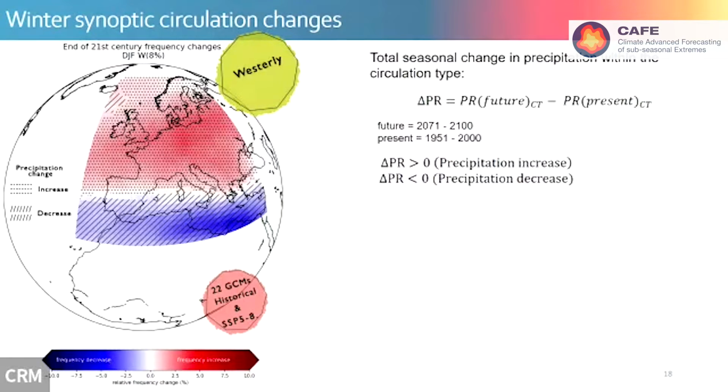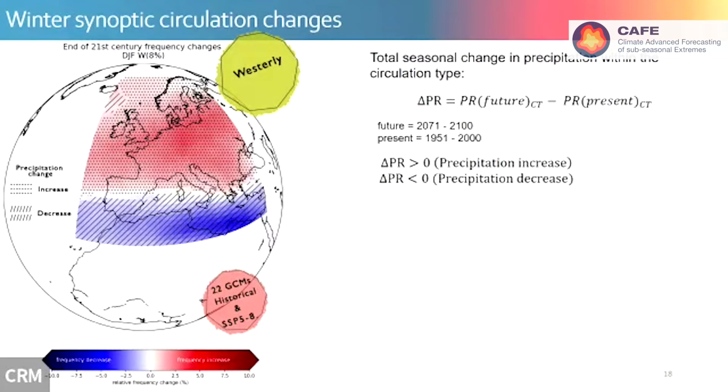Whereas here, just for visualization purposes, we have the changes of precipitation. It's just whether there is a positive change or a negative change in precipitation within this circulation type. So we see that in the mean of the global climate models, an increase in westerlies would directly, in theory, lead to an increase in precipitation if we see the dotted area.